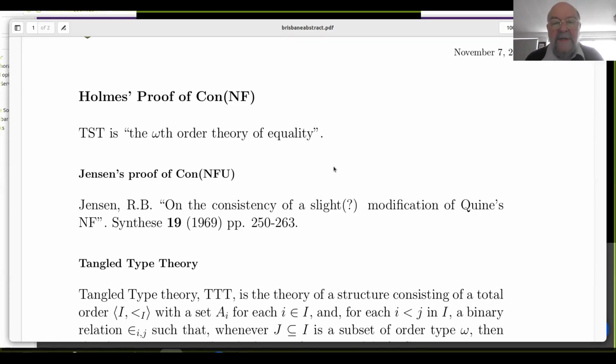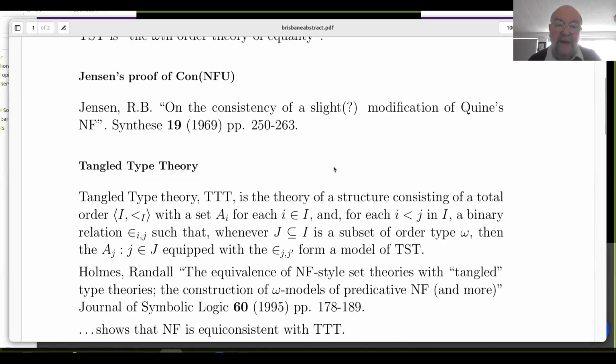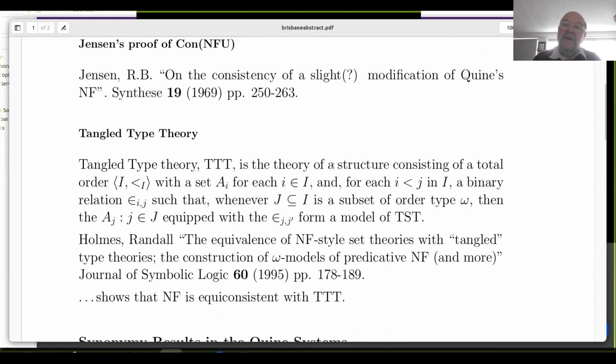this is a good place to start because in this paper, there is the idea that Randall Holmes extracted and called tangled type theory, as this definition I've given you on this page here. This idea is implicit in Jensen's paper, but Randall actually extracted it and showed how this idea could be used to give a consistency proof for NF. What Holmes actually shows in this paper here is that NF is equally consistent with tangled type theory.